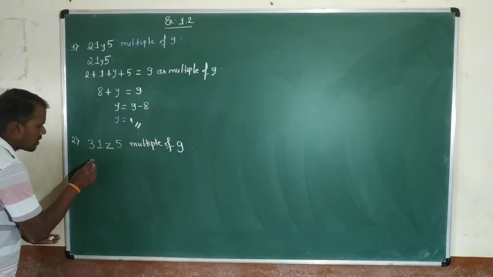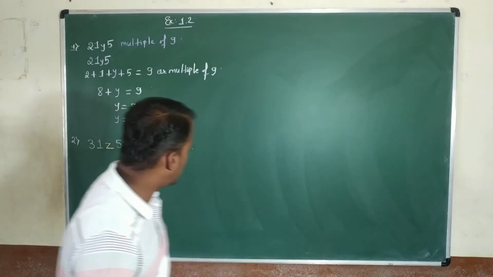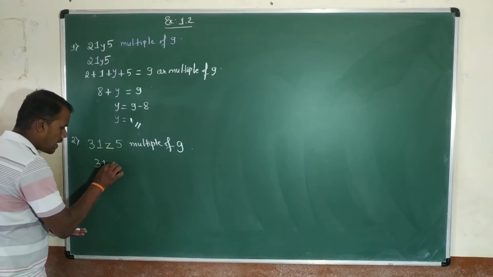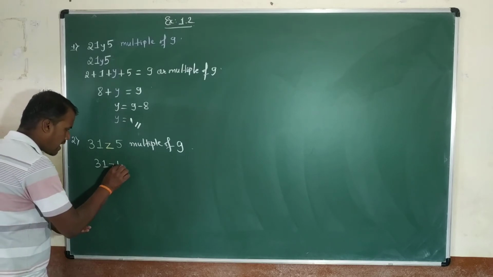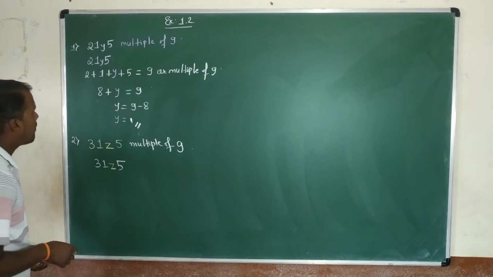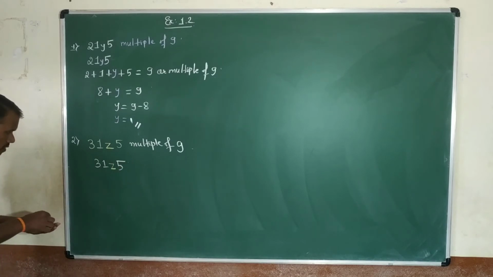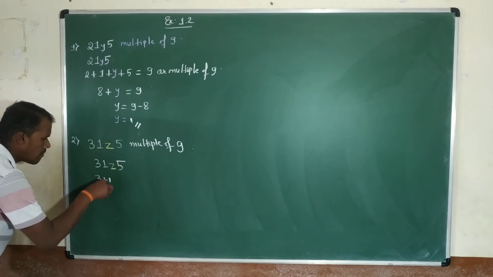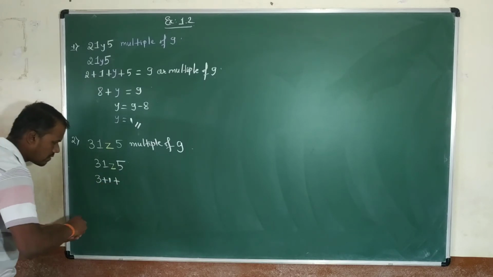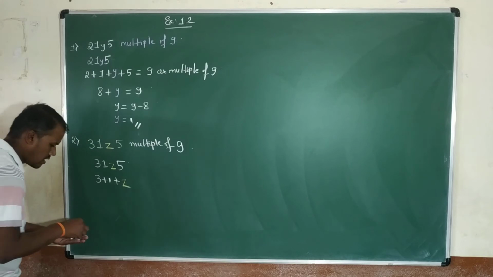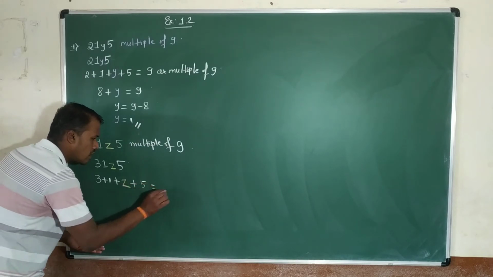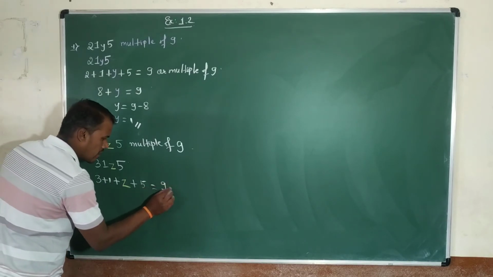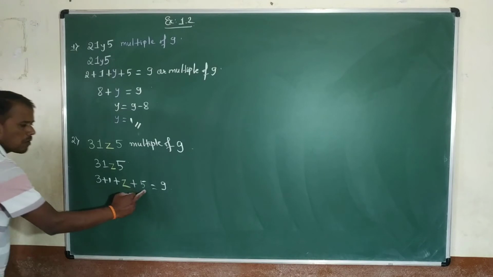First, we write 31z5 as it is. Okay, multiple of 9 is there. Now we solve that by divisibility by 9. 3 plus 1 plus z plus 5 is equal to 3 plus 1 is 4, 4 plus 5 is 9.